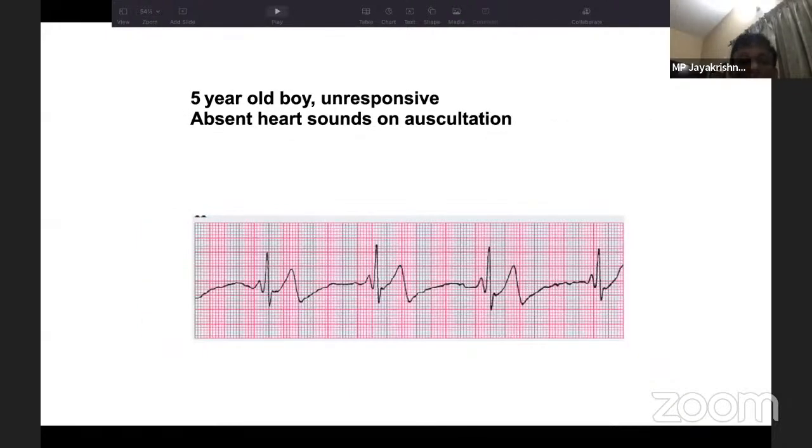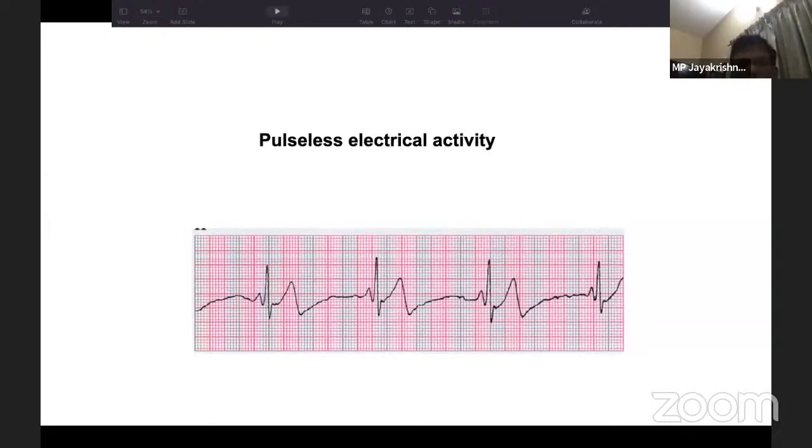Absent heart sounds on auscultation in this child, a 5-year-old unresponsive child. So what is it? Complexes are there, but heart sounds are absent. So this is pulseless electrical activity. This is one of the arrest rhythms. Arrest rhythms can be ventricular tachycardia, fibrillation, asystole, or sometimes a pattern like this: organized complexes, but no pulse felt. This is pulseless electrical activity.